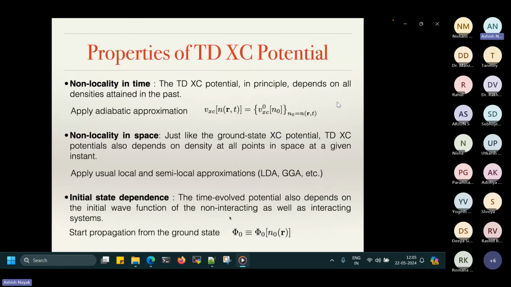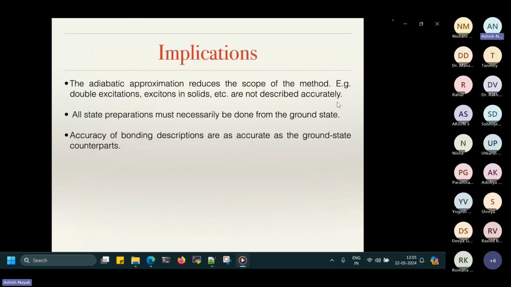What do these things imply? What challenges do they bring to our simulations of properties? Well, the adiabatic approximation reduces the scope of the method. In fact, sometimes I'm sure a lot of people sitting in the audience are going to be disappointed because things like double excitations, excitons in solids, etc., are not described very accurately. In the field of singlet fission, I think double excitations are very critical, but DFT would completely miss this, or to a large extent miss these.